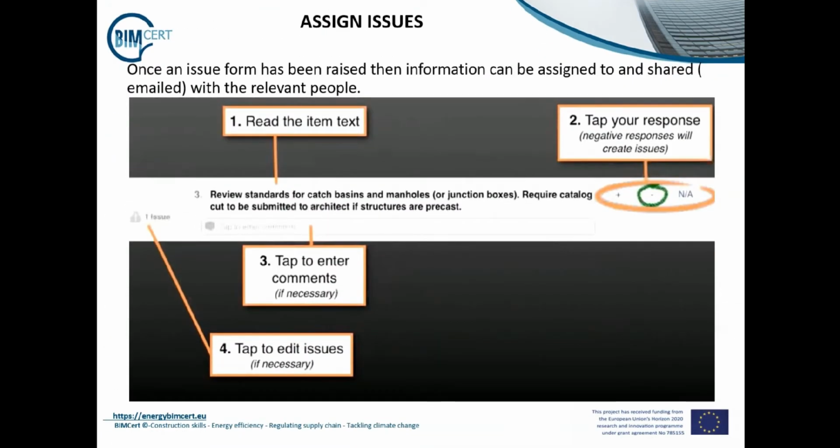Once an issue form has been raised, then information can be assigned to and shared with the relevant people. We can see through this image there are 4 steps within this process. Once an issue is available, you read the item text. Here we can see review standard for catch basins and manholes and require catalogue cut to be submitted to architect as structured or precast. You can then tap your response. A negative response will then create issues, or you can tap to enter comments, or you can edit the issue if necessary.